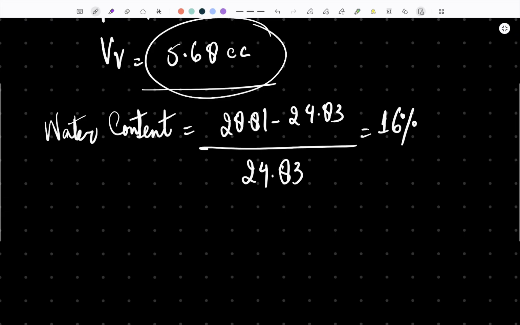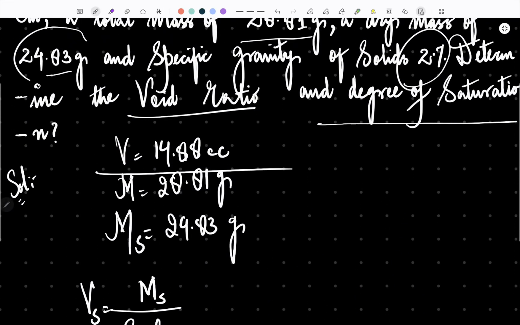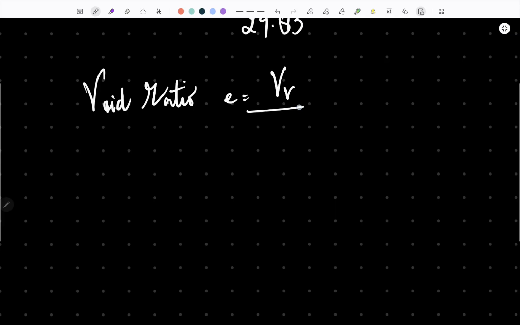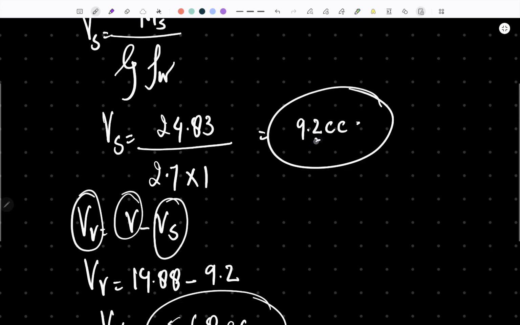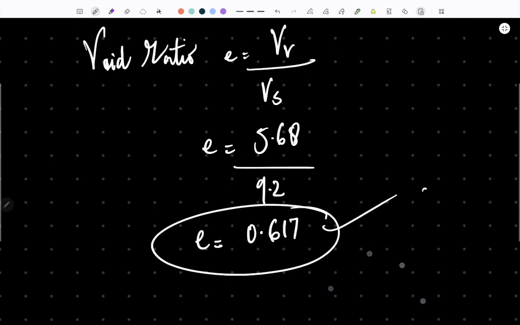Now, what do we need to find? We need to find void ratio and degree of saturation. So void ratio, as we know, is equal to volume of voids divided by volume of solids. We know volume of voids is 5.68 cc and volume of solids is 9.2 cc. So by calculations, void ratio is equal to 0.617.